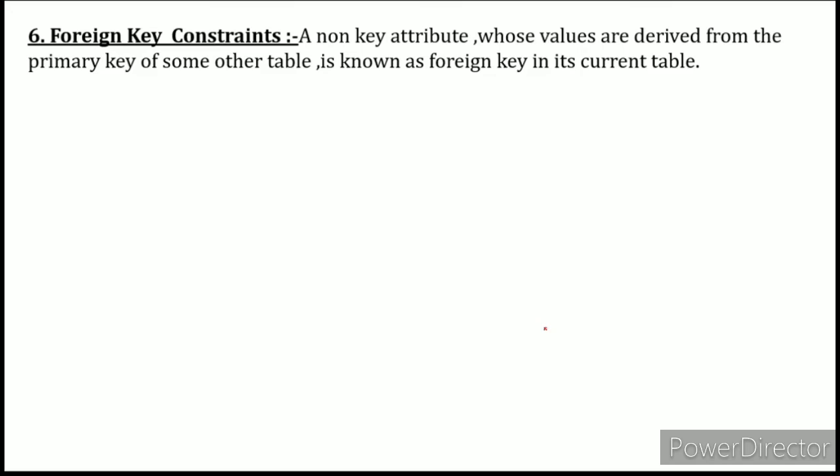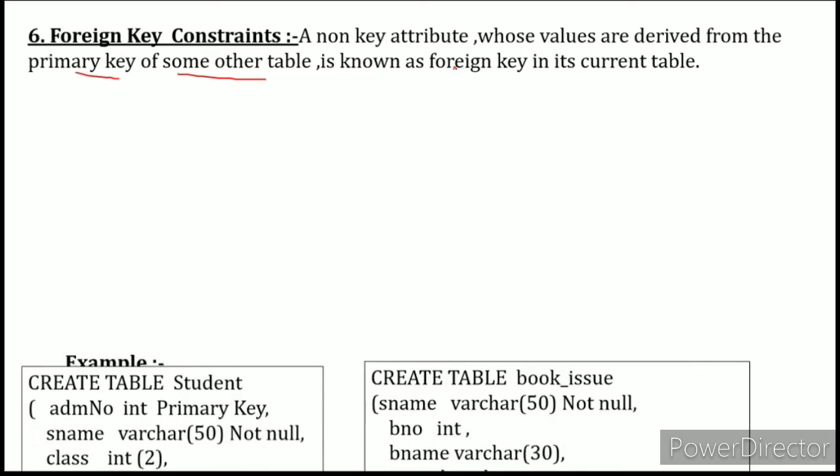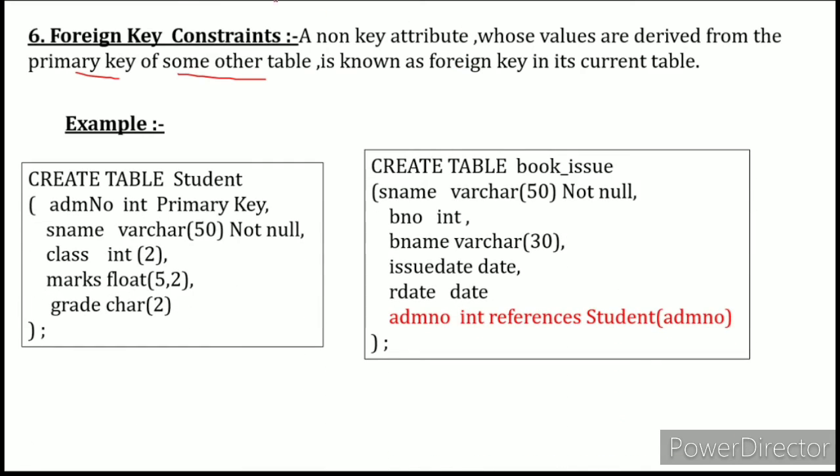Next is the foreign key. It is a non-key attribute whose values are derived from the primary key of some other table, and it is known as a foreign key in its current table. Suppose that the student table contains one primary key, the admission number. So we can also create a foreign key in another table.